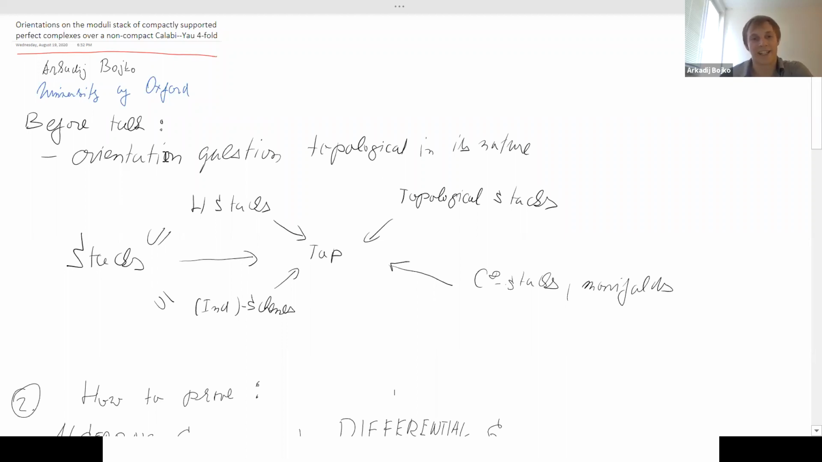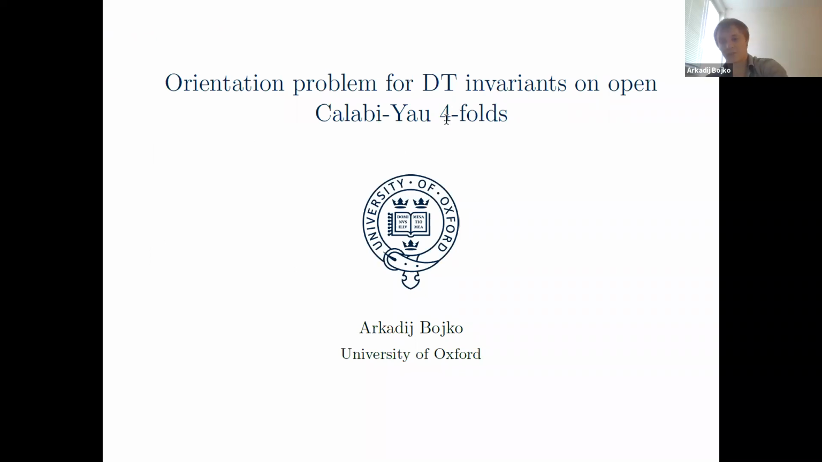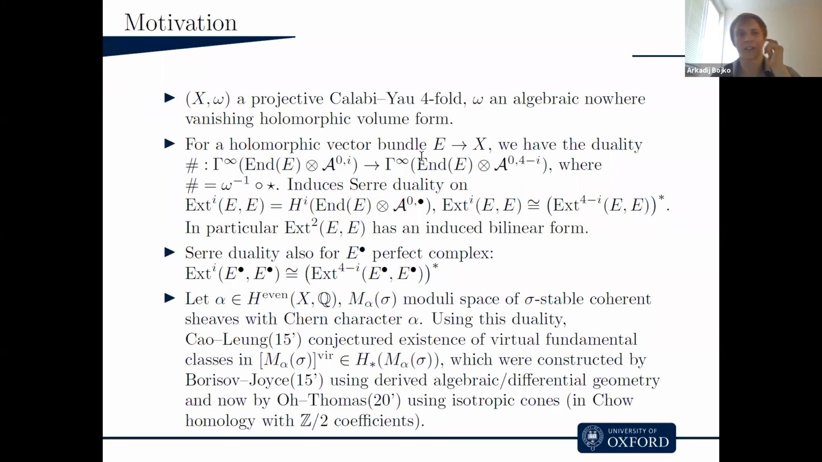So why I'm saying this is so that you don't really think about all the horrible moduli spaces or the objects that I talk about in any other way than as geometric objects, which in the end give something topological. So let me begin now with the actual talk.